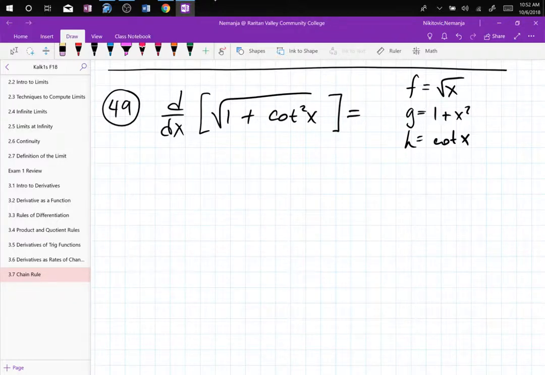So write PEMDAS, parentheses first. If I say x equals 2, the first thing I'm computing is actually cotangent, only cotangent. So cotangent would give me a value, and whatever that value is gets squared, then add 1, and then the root at the end. So that's the only other way that you can unwrap this.